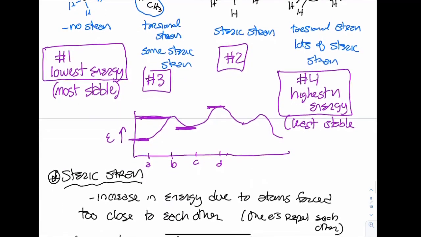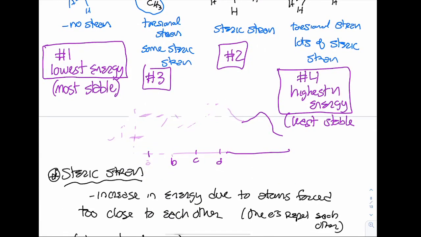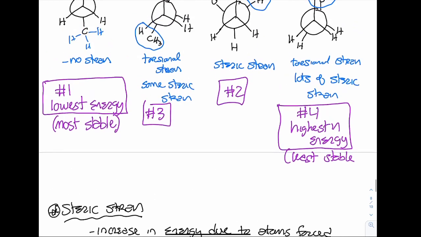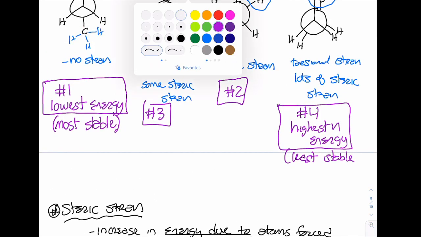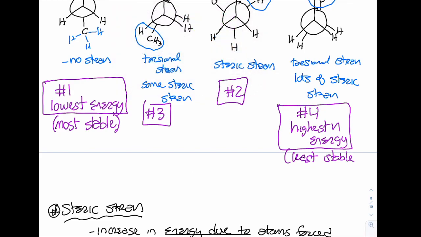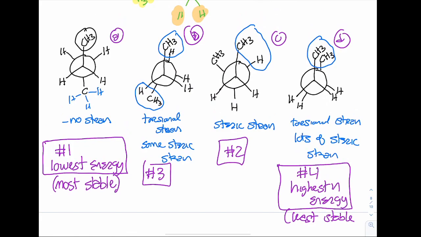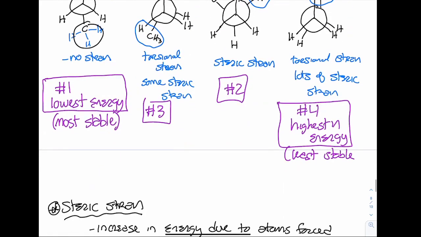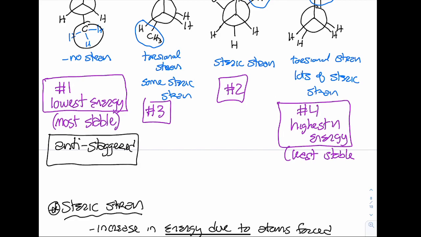I do actually have names for these. I'm going to erase this. Sorry if you needed to pause that to copy it down, by all means. But we do have names for these. So my first one here, try to pick a color I haven't used, where I have my two methyl groups opposite of each other. This is called anti-staggered. Because those two groups, the two non-hydrogen groups, are anti to each other. So that would be anti-staggered.